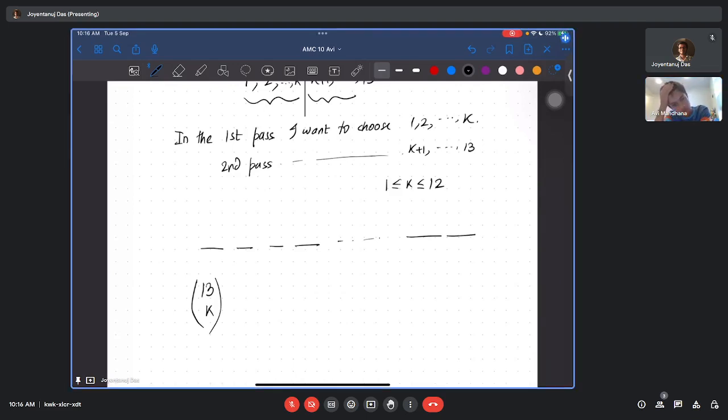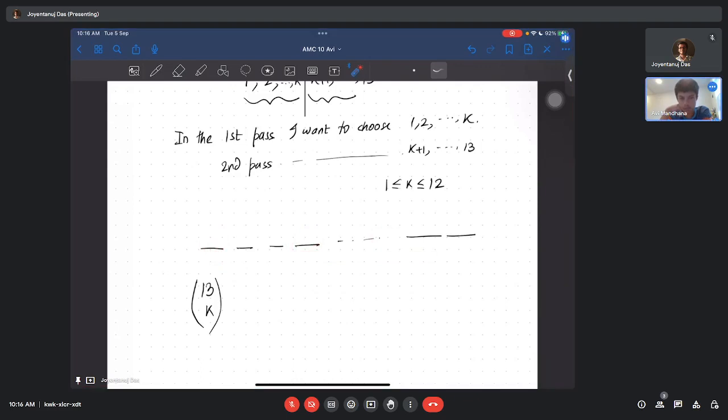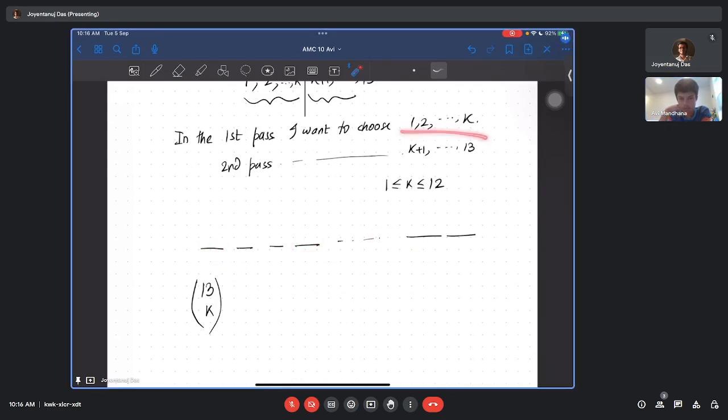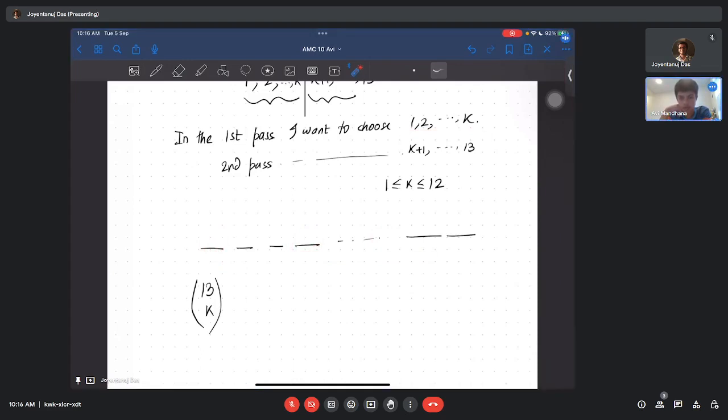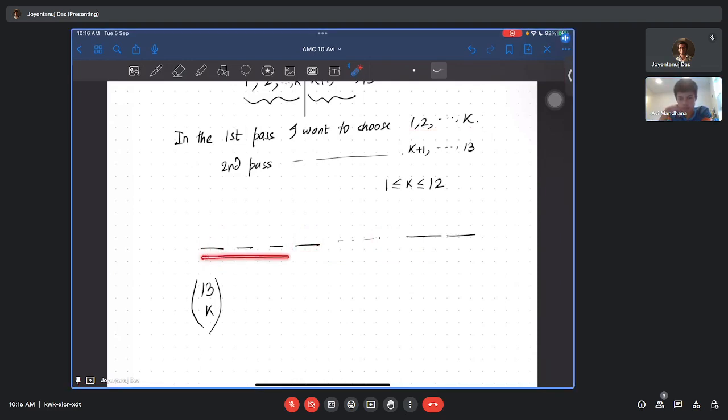So 13 choose k, you understood it. What is this 13 choose k? It is the number of ways I will choose k positions out of these 13 positions, right? Those k positions I will assign 1 to k in an increasing order. But if I choose all the positions from the first only, like this, 1, 2, 3, up to k, right?